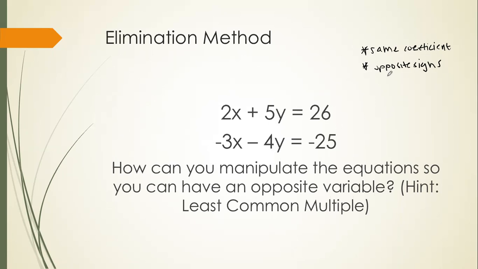No. We don't have the same coefficient. Well, we do have opposite signs, right? We have a positive 2x and a negative 3x, a positive 5y and a negative 4y. So we have the opposite signs part, but we don't have the same coefficient part. What are we going to do? We're going to do math.